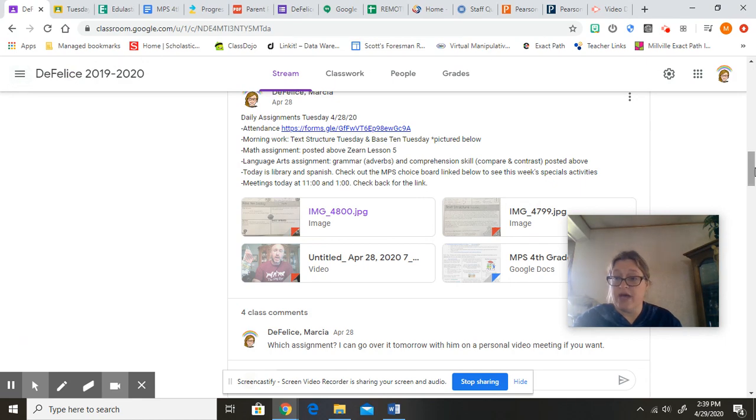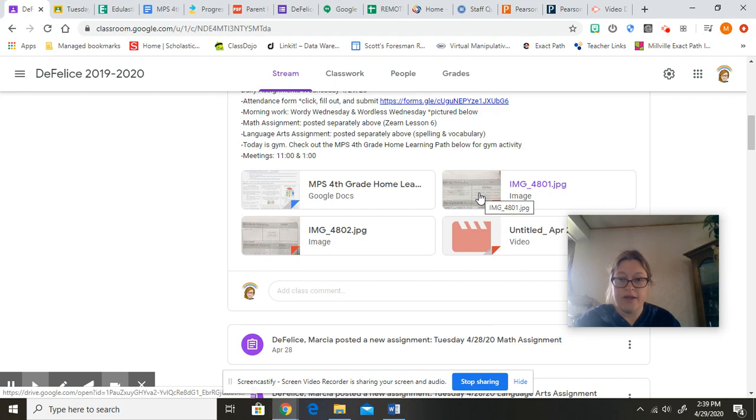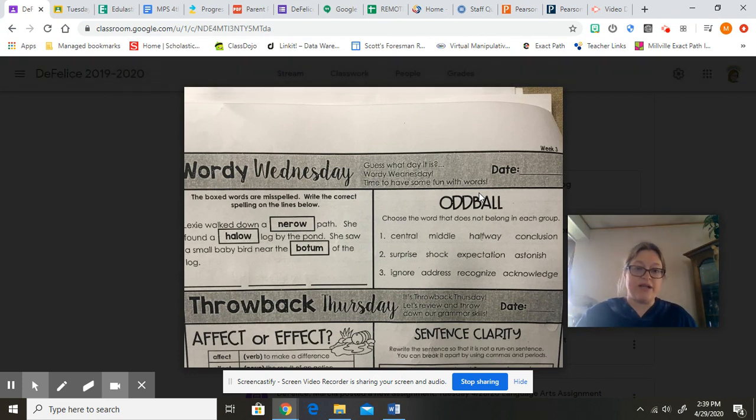All right, let's go on up to today's actual morning work. Wordy Wednesday. All right. The boxed words are misspelled. Write the correct spelling on the lines below. So let's take a look at our little paragraph there. The words in the boxes are not spelled correctly. Lexi walked down a narrow path. She found a hollow log by the pond. She saw a small baby bird near the bottom of the log.